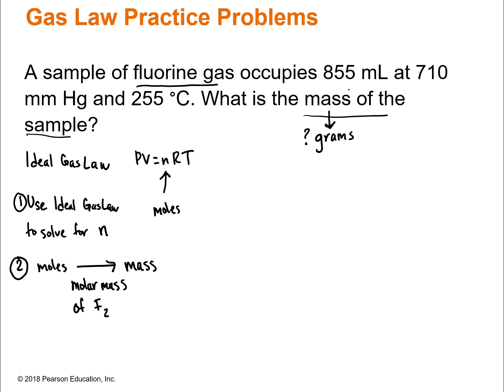Other hints that I want you to pay attention to: 855 milliliters is your volume, but you need that to be in liters. You also have 710 millimeters of mercury. That needs to be in atmospheres. And last but not least, you've got a temperature in degrees Celsius. That should be Kelvin. So you've got some conversions to do before you can use the ideal gas law.